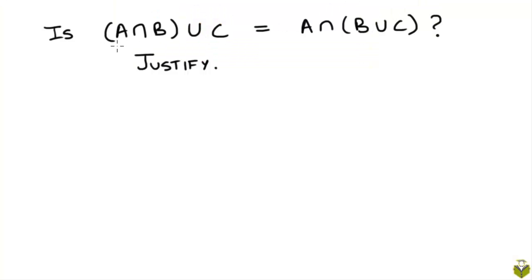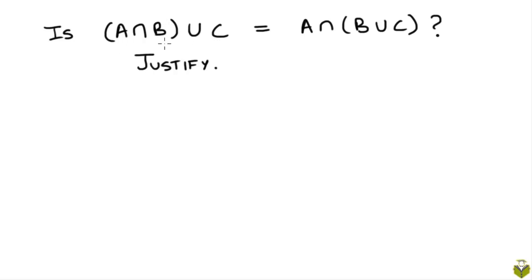Is it generally true that A intersection (B union C) is equal to (A intersection B) union C? And regardless of whether we think this is true or false, can we justify our belief? We have seen earlier that when you have a series of operations of different kinds, intersection followed by union, or union followed by intersection, we cannot just parenthesize the expression arbitrarily.